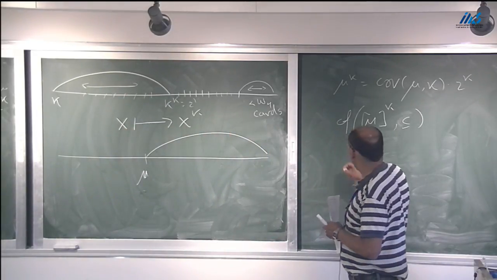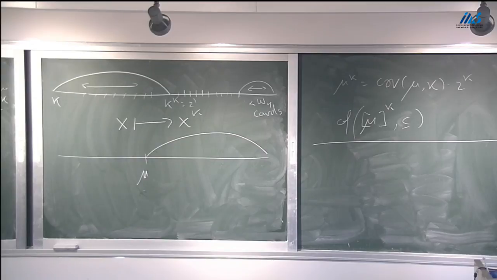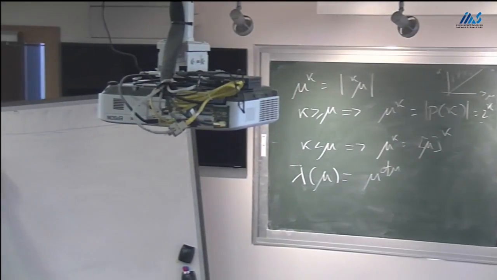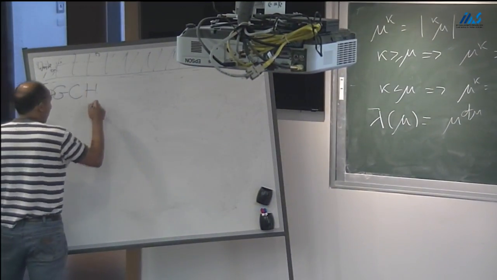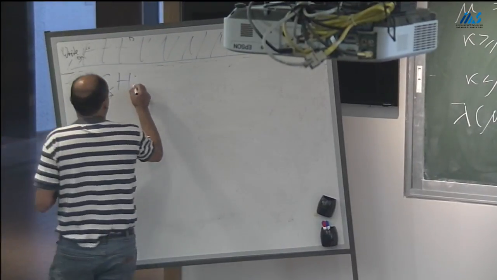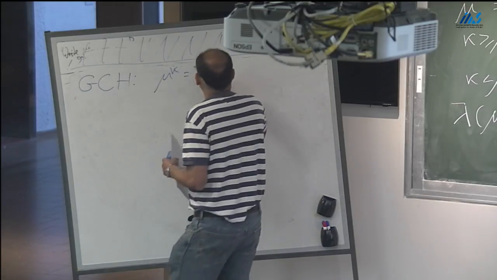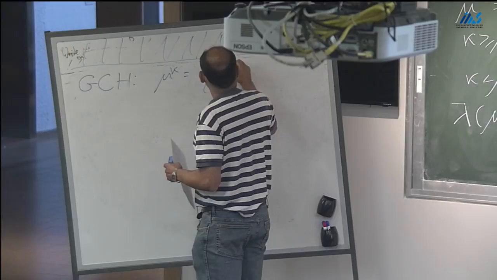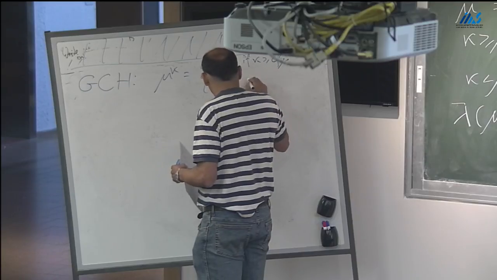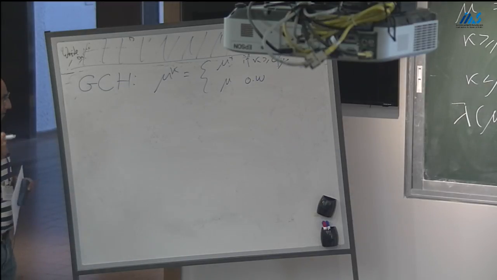An important thing. I wanted to put here a formulation of the GCH. So let's put the formulation of the GCH. It's not the standard one, because I will only be interested in mu to the kappa for small kappa. So let's have this formulation: mu to the kappa, for kappa smaller than mu, is mu plus if kappa is greater or equal than the cofinality of mu, and mu otherwise. Okay, this is a consequence of the GCH. Let's call it the GCH.